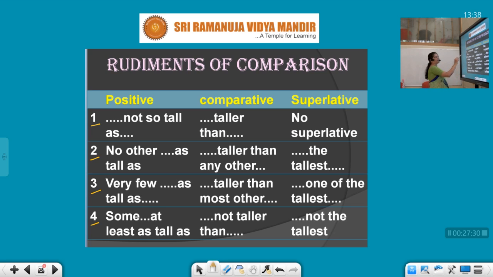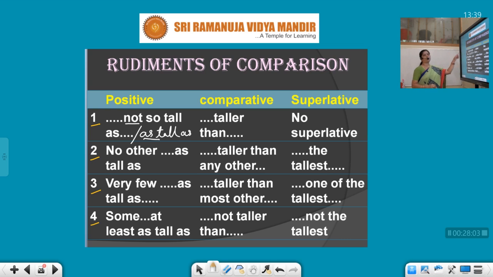This is a negative sentence, students. She is not so tall as her sister. Or you can also say as tall as. You can either say she is not so tall as, or you can say she is as tall as. So this is a negative and this is a positive. Can you see, this is a negative and this is positive.